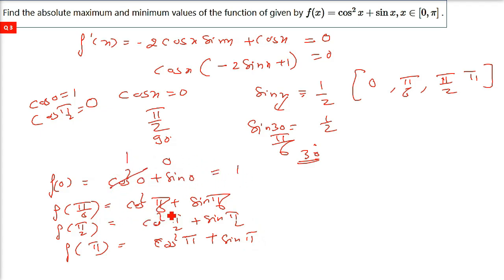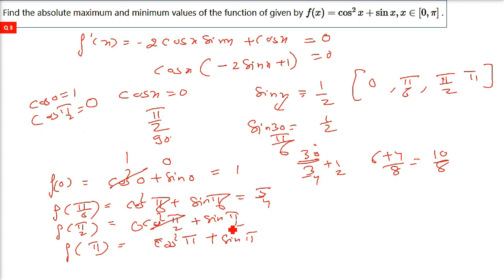Cos square pi by 6 plus sin pi by 6. Cos pi by 6 is root 3 by 2, and this is going to be squared. Sin pi by 6 is half, again squared, 1 by 4. Root 3 by 2 squared is 3 by 4, plus 1 by 2. So 3 plus 2 by 4 would be, this gives you 5 by 4. Now again, I told you cos pi by 2 is 0.